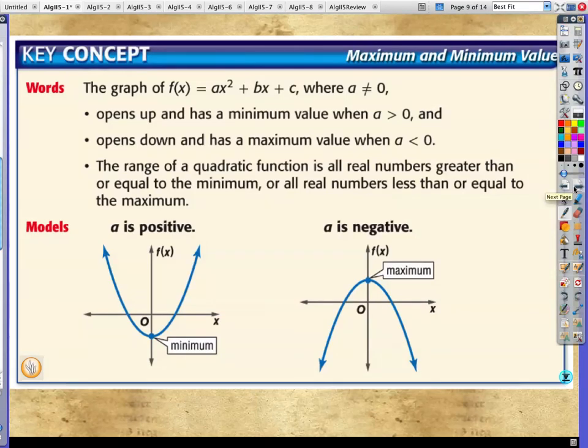This we kind of know already. If you've got this in your notes, A is positive, put a smiling parabola. If A is negative, put a frowning parabola. You might want to note this is your minimum. If it's frowning, then you have a maximum. You can't have a maximum on a parabola that's smiling, and likewise, you cannot have a minimum on a frowning parabola. All right, that's what you need. Basically, this picture in your notes.